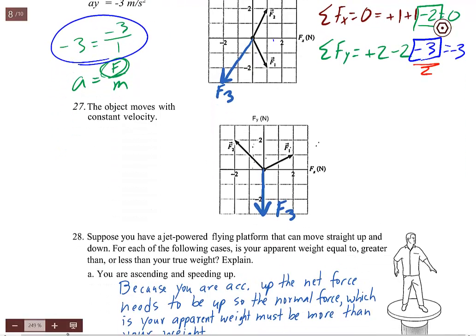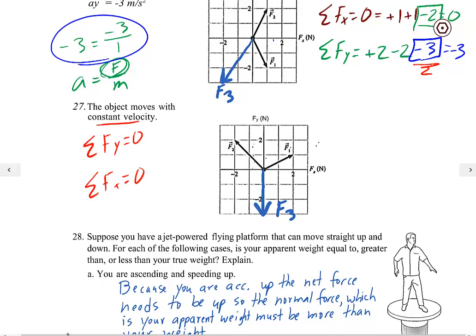Number 27 says the object moves with a constant velocity. That means the net force in the y and the net force in the x have to be 0. If F1 has a force of plus 1 and F2 has a force of plus 2, then I need a force that is going to be negative 3 in the y direction so that those net forces are 0. In the x direction, we already have the x component of F2 as negative 2 and the x component of F1 as positive 2. So negative 2 and positive 2, that's already 0. So all we need is a force that's moving in the y direction at negative 3.